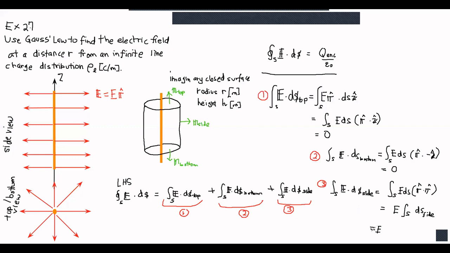The surface area for a cylinder will be 2 pi r h. Okay, so the total for the left hand side of the Gauss law here for the closed surface, which is in the shape of a cylinder, is equivalent to 0 plus 0 plus E 2 pi r h. Later on we can use this and solve the Gauss law we have over here.